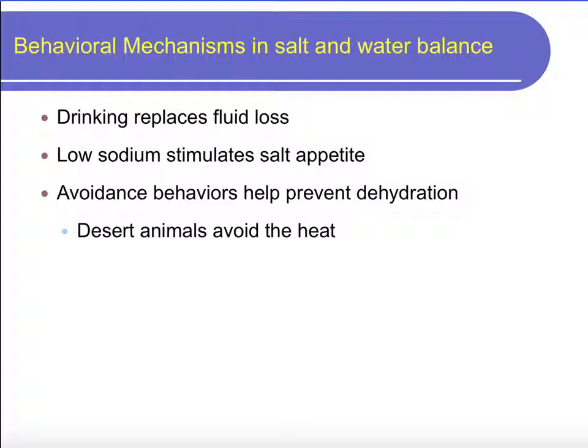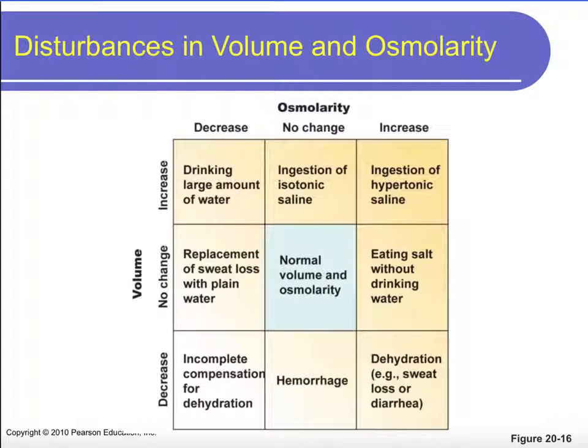And then our behavior can also influence fluids. So we can become dehydrated when we don't drink and we go out and exercise in the hot sun. For example, desert animals will avoid heat and kind of sit under a tree when it's really hot outside. So let's take a look at how our behavior and other things can influence blood volume and osmolarity.